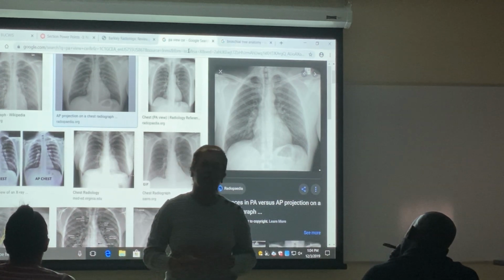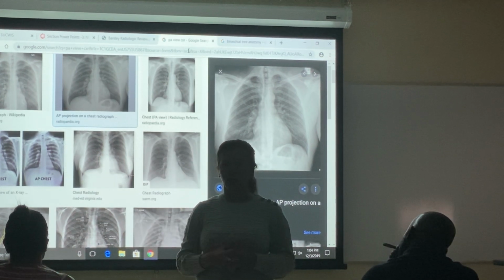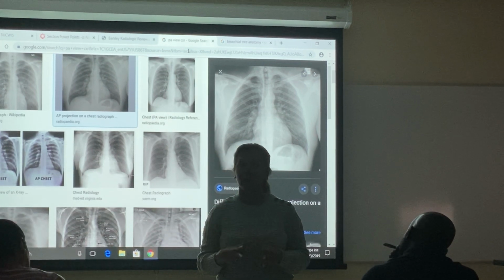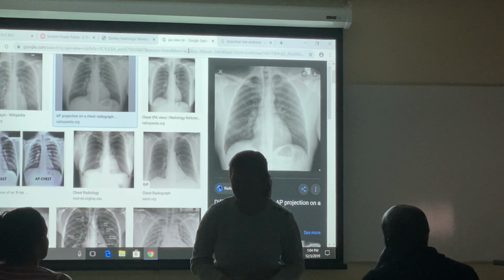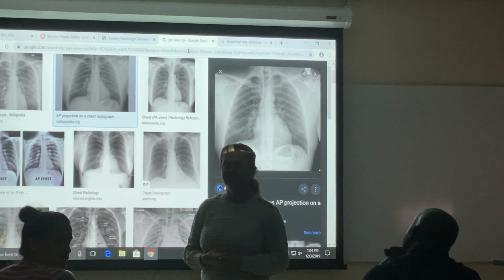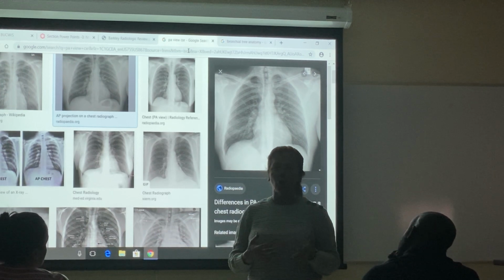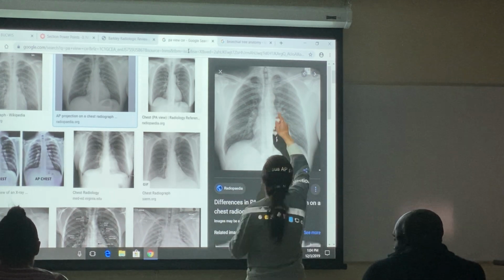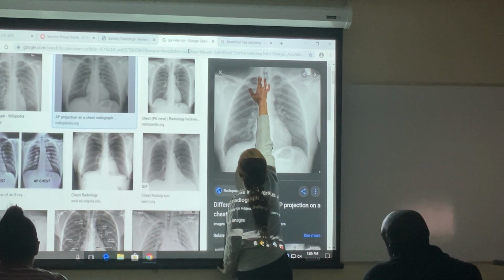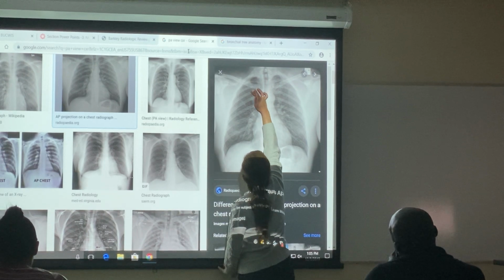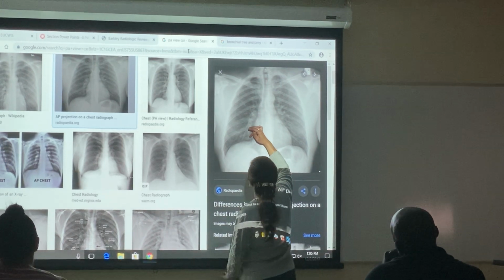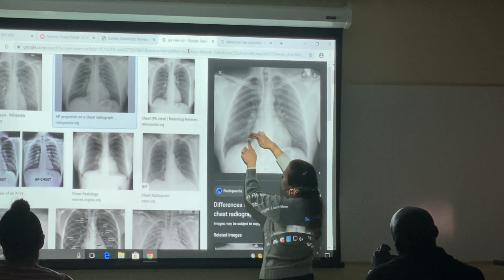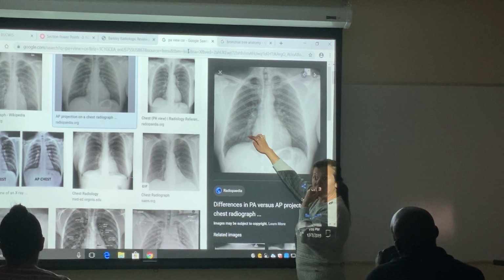And in a normal deep inspiration, if you do not have increased AP diameter, such as in patients that have hyperinflation, asthma or COPD, right? Emphysema, you should be able to count normally 10 ribs, no more than that. Let's count: the first 1, 2, 3, 4, 5, 6, 7, 8, 9. I understand that I can see this here, but I'm counting only up to the diaphragm. So this is a normal person.